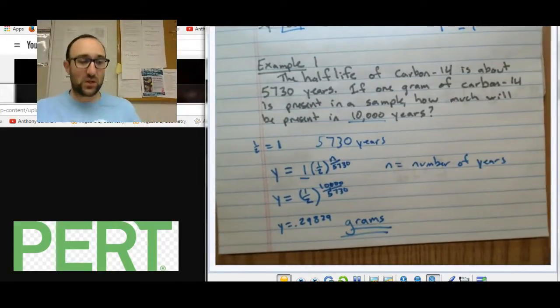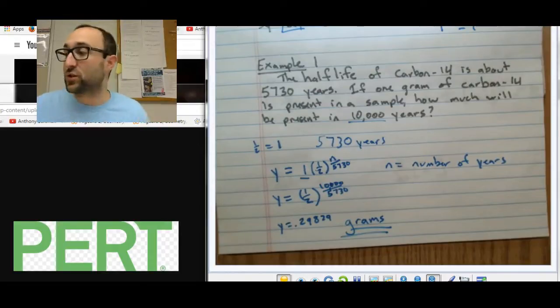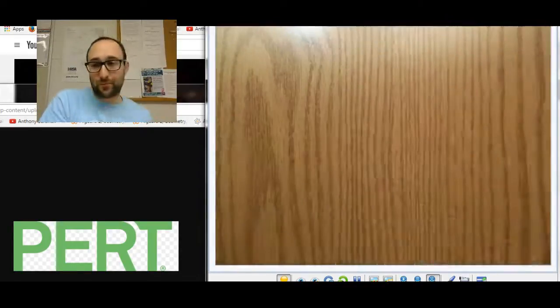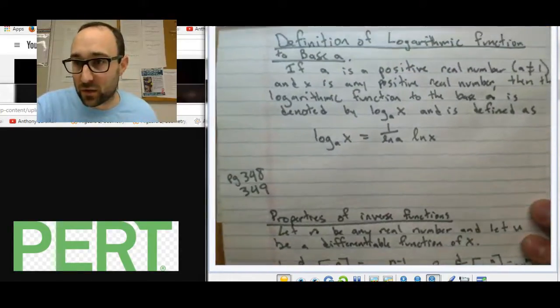Why do we even need to do e? Why do we need to worry about exponential functions in the first place? This is kind of just an Algebra 2 type example, just to kind of remind you of what we're doing. Okay. Here is another one.